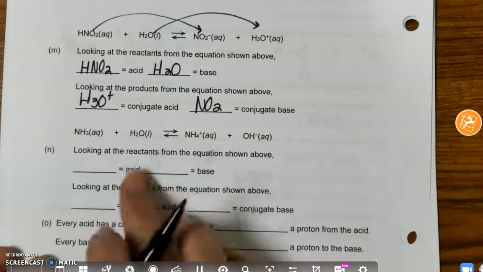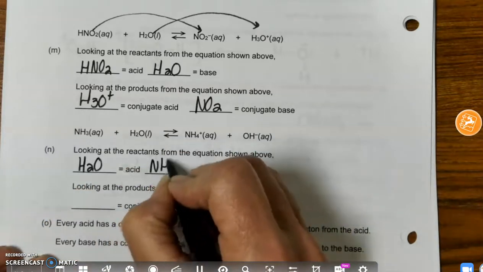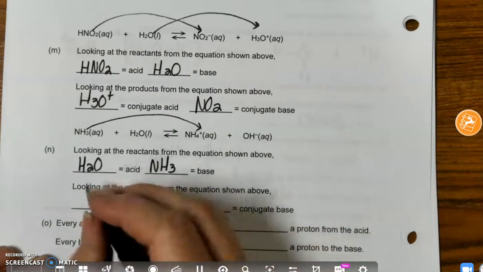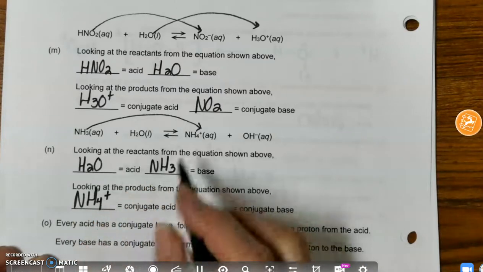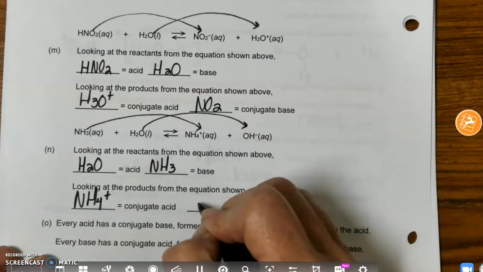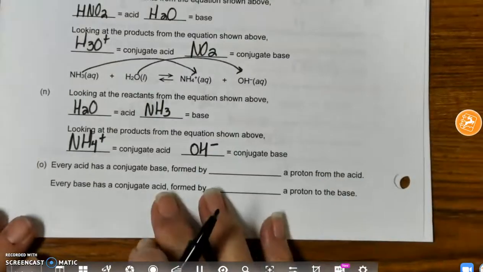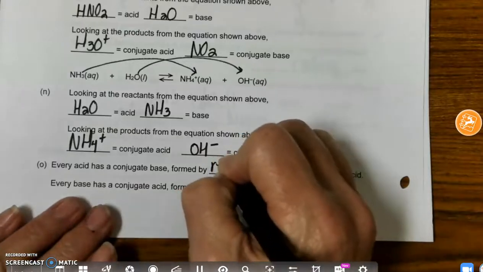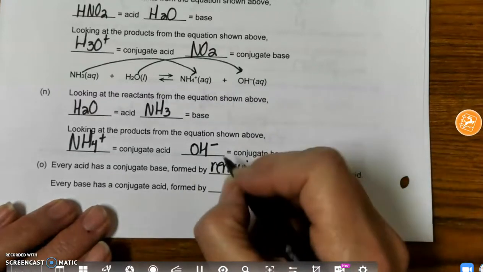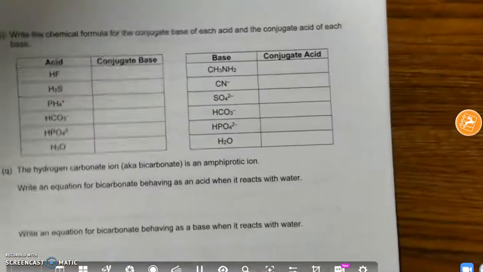Let's look at this equation. So if we look at this side, the acid, of course, is water here, and the base is ammonia. Remember that the base is going to make the conjugate acid, and the acid is going to make the conjugate base. Okay. Every acid has a conjugate base formed by removing a proton, and every base has a conjugate acid by adding a proton.